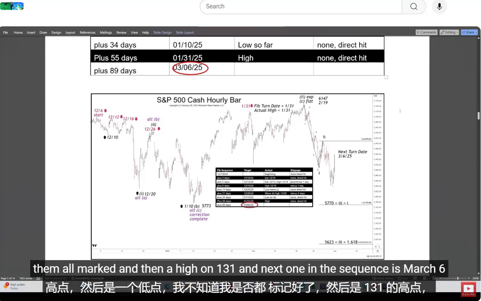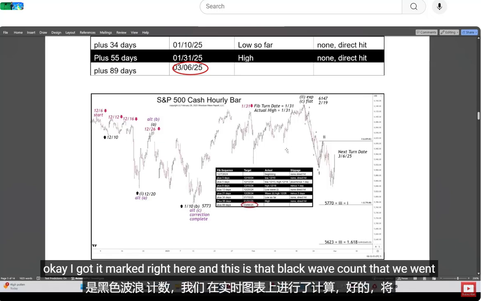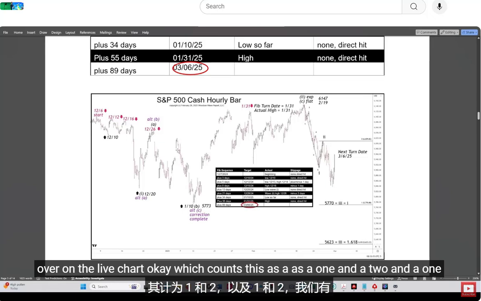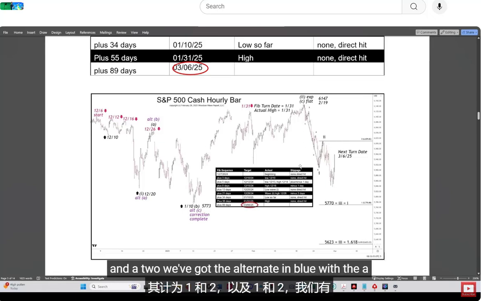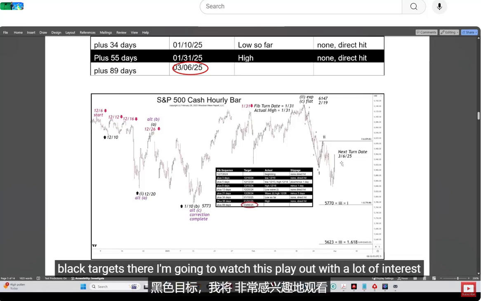And then a high on 131, and the next one in the sequence is March 6th. Okay, I got it marked right here. And this is that black wave count that we went over on the live chart, which counts this as a 1 and a 2 and a 1 and a 2. And we've got the alternate in blue with the ABC correction there. There's our black targets there. We're going to watch this play out with a lot of interest.